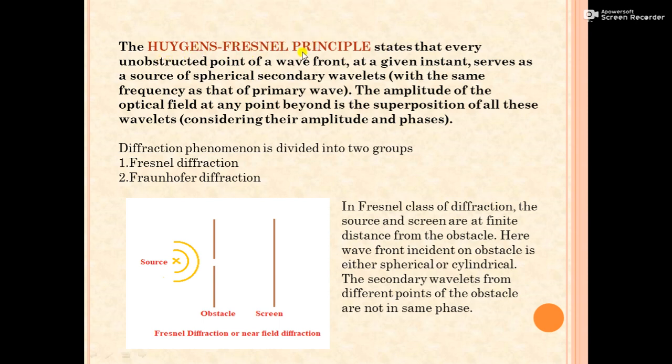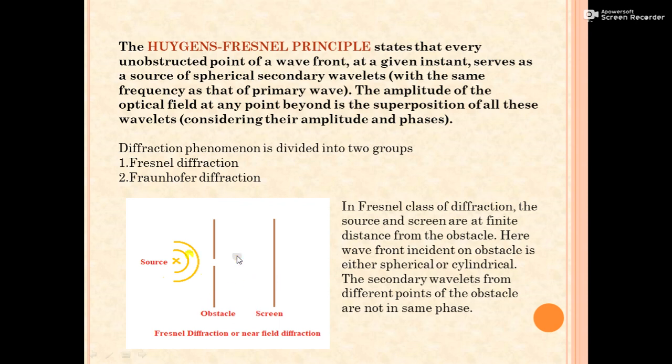The Huygens-Fresnel principle states that every unobstructed point of a wavefront at a given instant serves as a source of spherical secondary wavelets with the same frequency as that of the primary wave. The amplitude of the optical field at any point beyond is the superposition of all these wavelets considering their amplitudes and phases. So here the amplitude and phases are also considered. This is the Huygens-Fresnel principle. According to this principle, diffraction phenomena are divided into two groups: Fresnel class diffraction and Fraunhofer class diffraction.